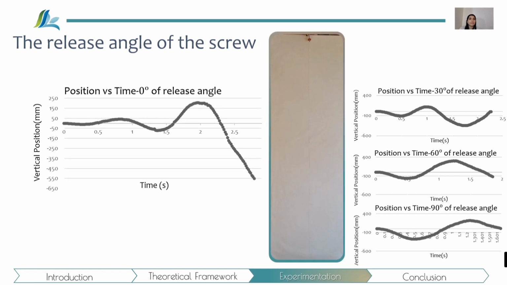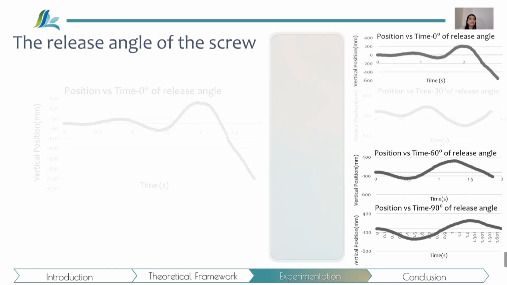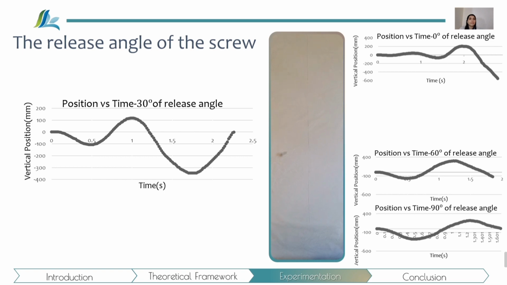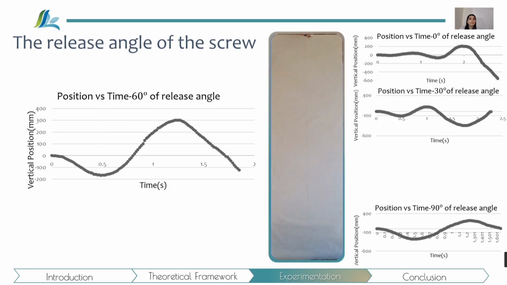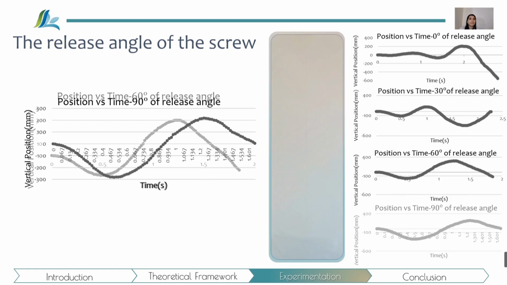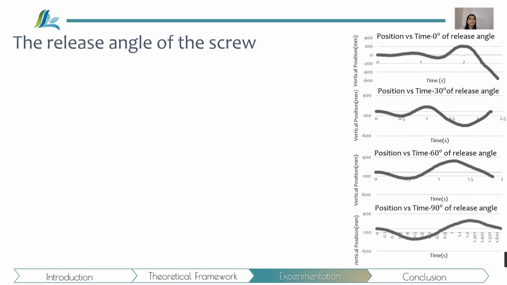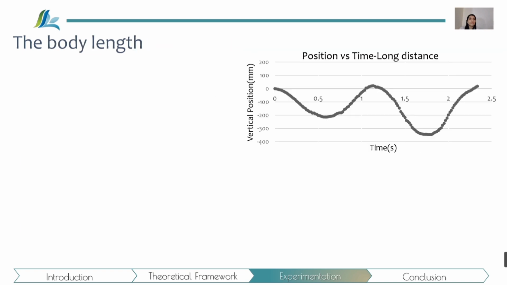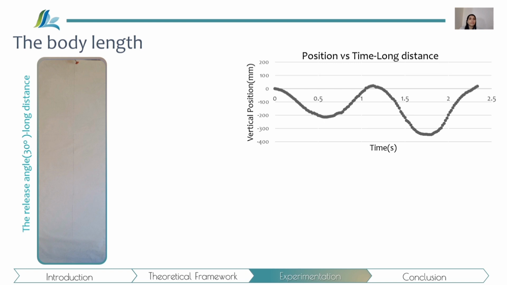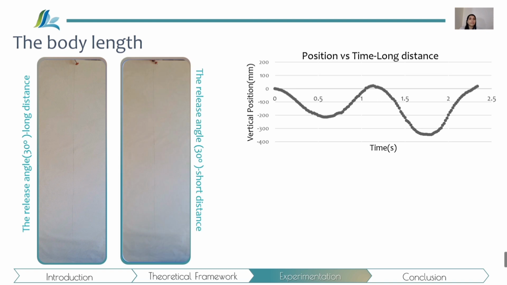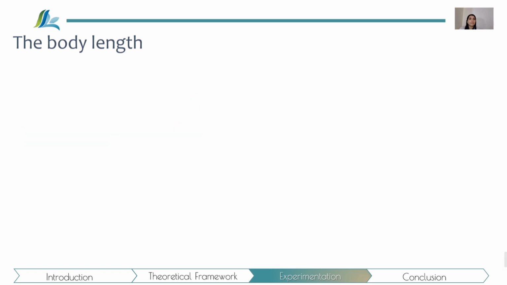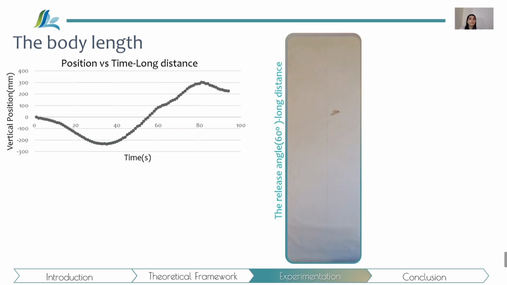The angle of releasing the screw is one of the other parameters. By increasing this angle, it has been observed that the number of oscillations decreases, but the oscillation's amplitude increases. Changes in the screw's body length have been investigated as well. By decreasing the body's length, the number of oscillations increases.